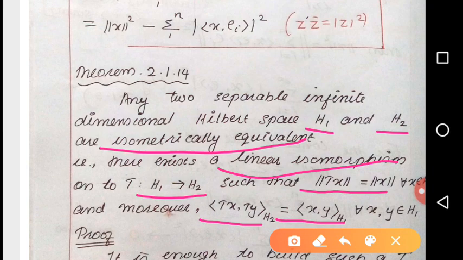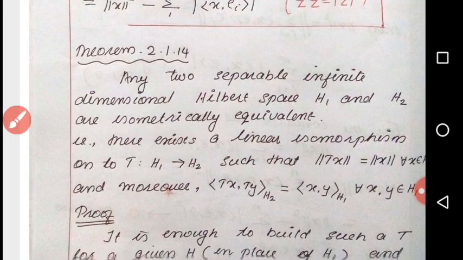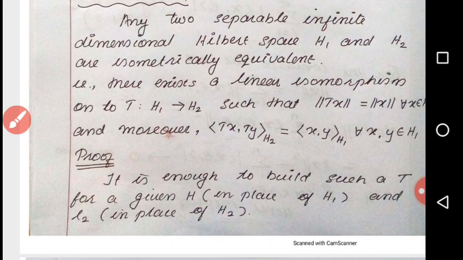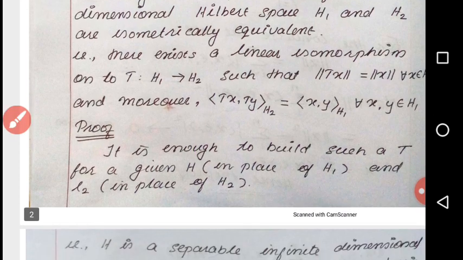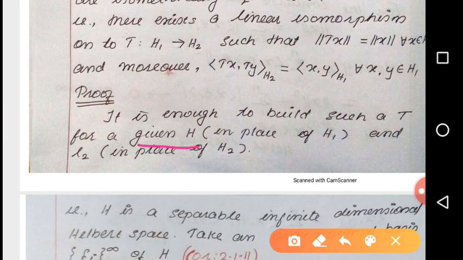Okay, so we are considering H to be any infinite dimensional Hilbert space and H2 to be L2, since L2 is a separable infinite dimensional Hilbert space. We are going to prove a connection between capital H and L2. Okay, so it is enough to build such a T for a given H in the place of H1 and L2 in the place of H2.